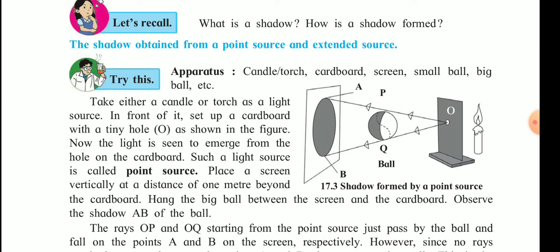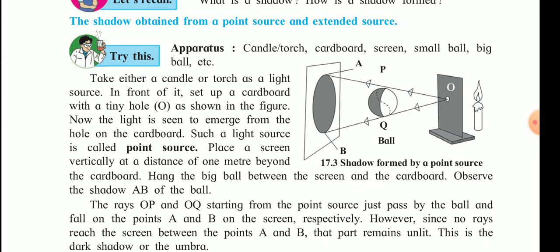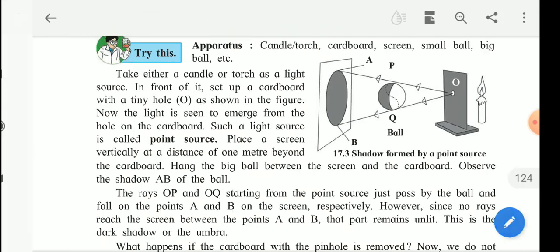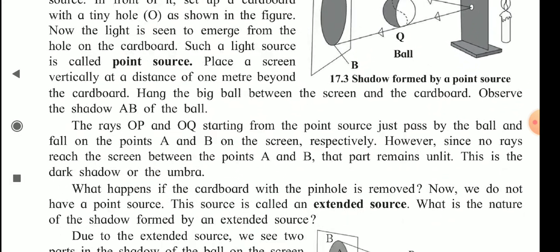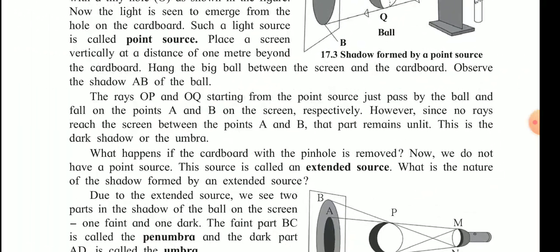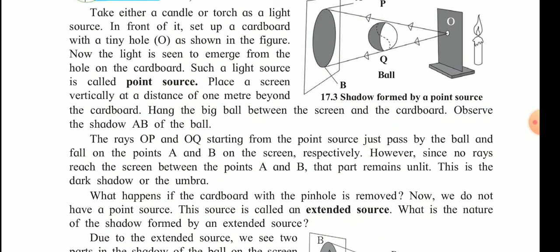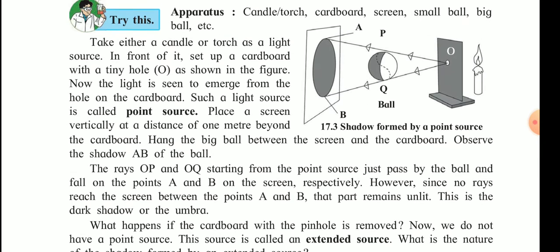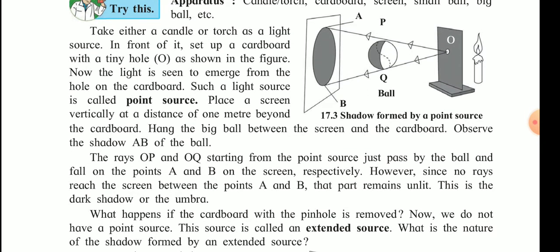Such a light source is called a point source. Place a screen vertically at a distance of 1 meter beyond the cardboard. Hang the ball between the screen and the cardboard. Observe the shadow AB on the screen. Since no rays reach the screen between A and B, the part remains unlit. This is the dark shadow, the umbra.